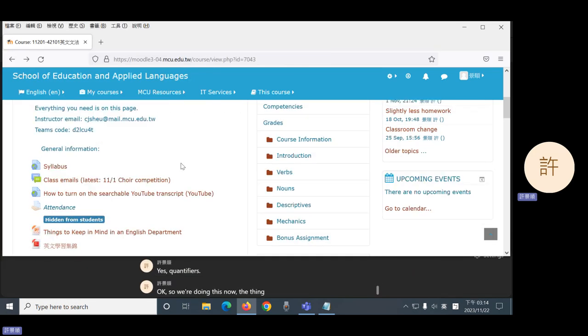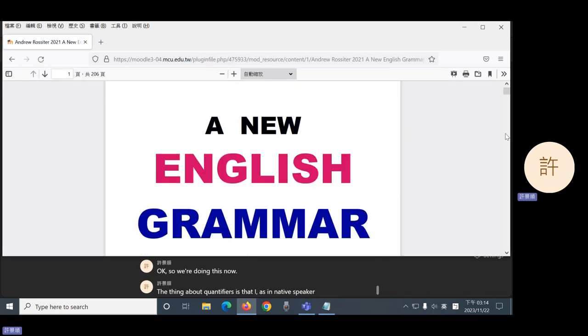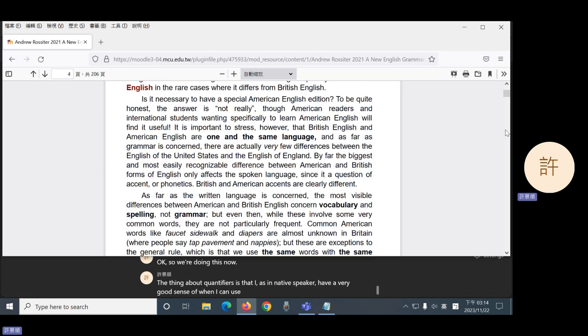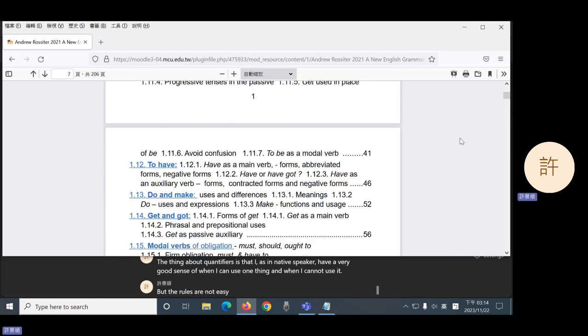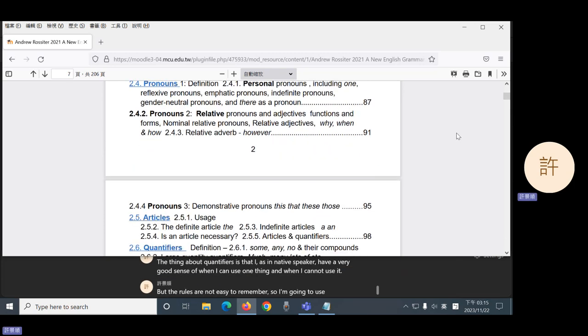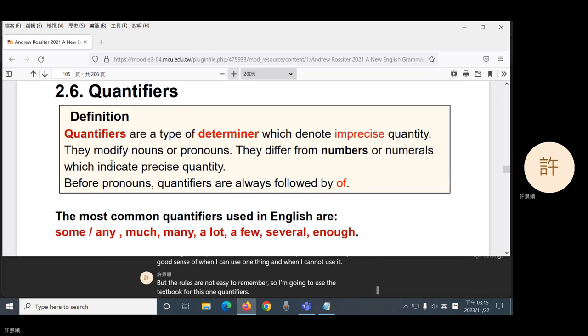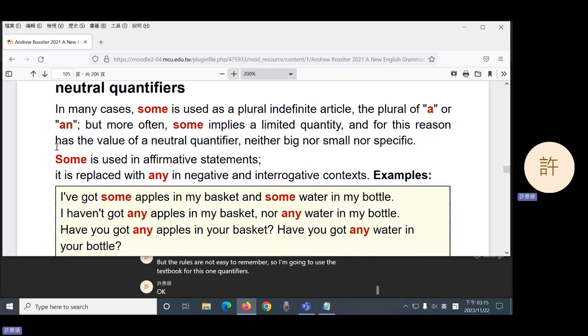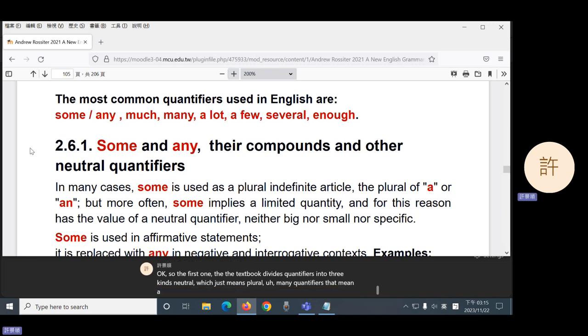Now, the thing about quantifiers is that I, as a native speaker, have a very good sense of when I can use one thing and when I cannot use it. But the rules are not easy to remember. So I'm going to use the textbook for this one, quantifiers. Okay, so the textbook divides quantifiers into three kinds. Neutral, which just means plural. Many quantifiers that mean a lot, and few quantifiers that mean a little bit.